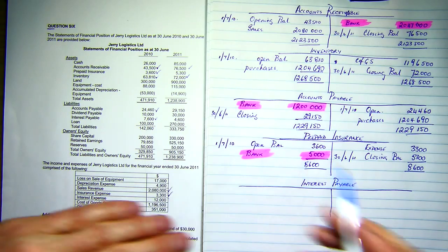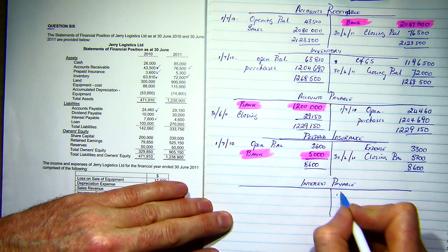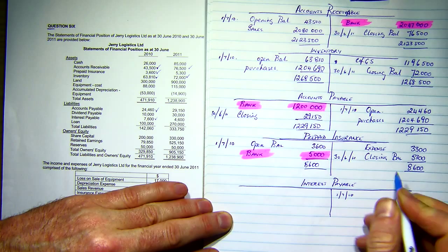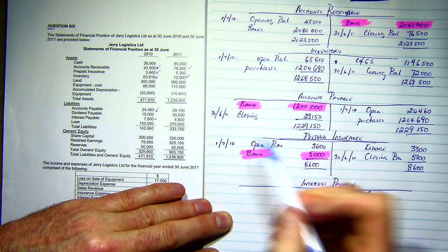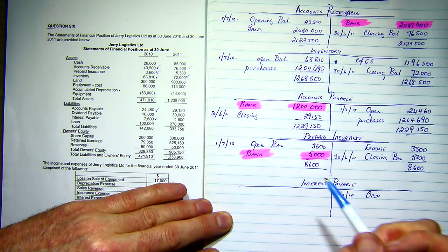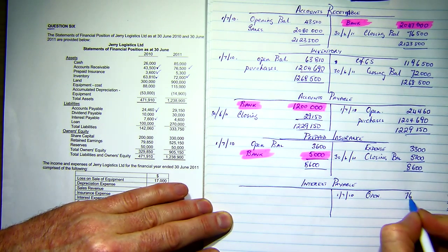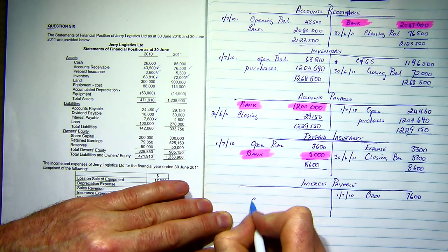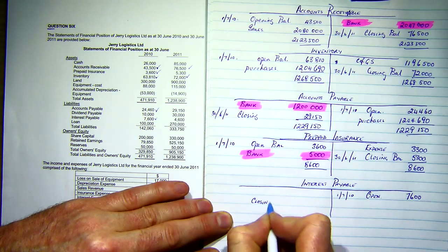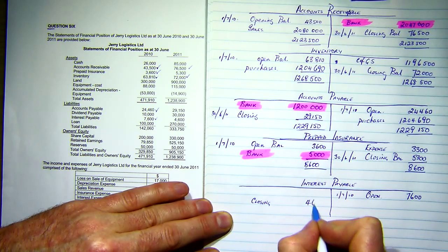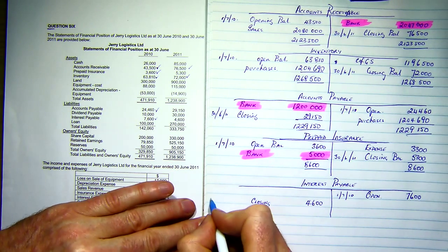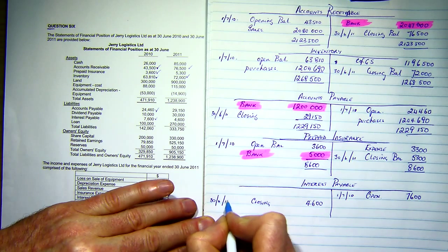Interest payable. Now, interest payable is obviously a liability, so the 1st of the 7th, 10, opening balance is 7,600. And my closing is 4,600. And that's on the 30th of the 6th, 11.